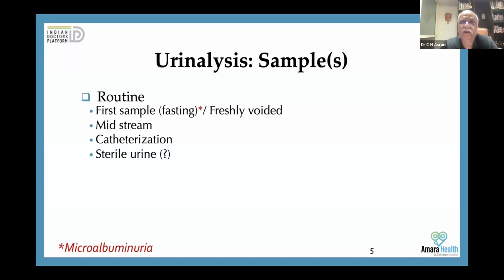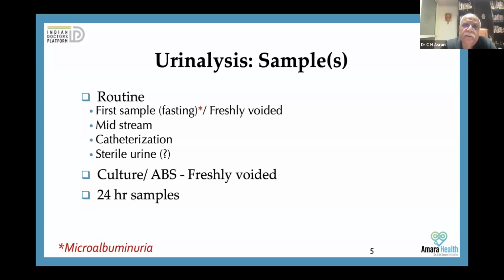How do you collect sterile urine? I think most of us are so busy in our practice that we do not spend time in explaining to the patient how to collect the sterile urine. And it is more difficult in case of women, especially by a male doctor. Culture antibiotic sensitivity, if you're asking, it should be freshly voided. 24-hour sample in some cases are done either for proteins when you are suspecting nephrotic syndrome or for 24-hour calcium.